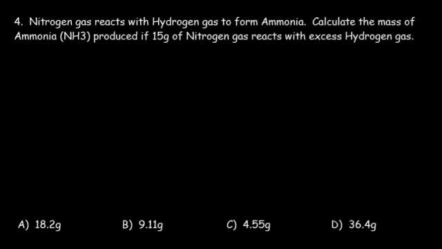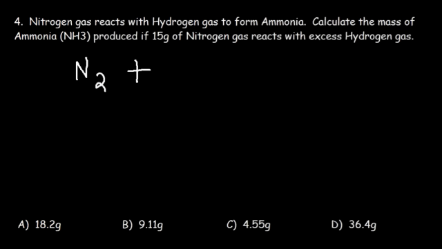Number 4, nitrogen gas reacts with hydrogen gas to form ammonia. Calculate the mass of ammonia, which is NH3, produced if 15 grams of nitrogen gas reacts with excess hydrogen gas. So the first thing we need to do is write a balanced chemical equation. Nitrogen gas is diatomic, so you can't write it as N. It's N2.